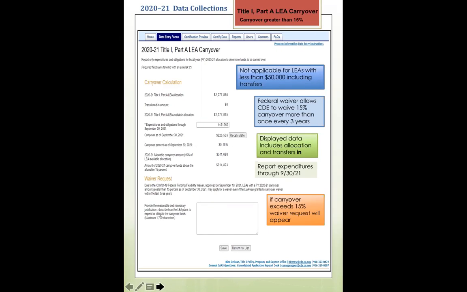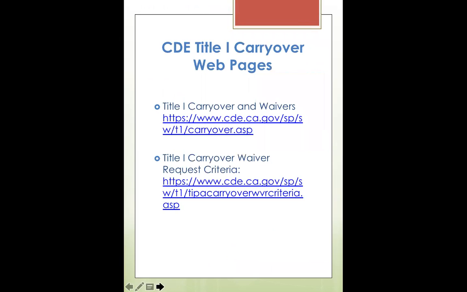So on the next page, you'll see some links that are helpful, and I think they're relatively new, and I found them very helpful. They've developed 2 websites to help LEAs through this process. So if you do need a waiver, these are good to check out. The first just tells you about carryover and waiver requirements. The second one goes into the criteria for a request. So this is worth looking at if you have to write a waiver. What do they want to see in those waivers? And we kind of summarize them on the next couple pages.